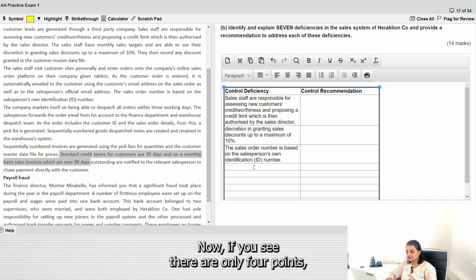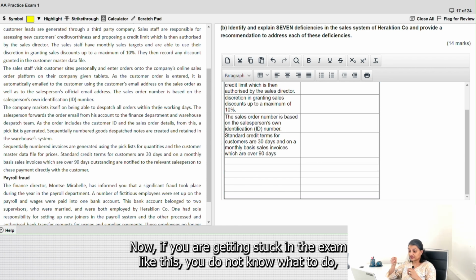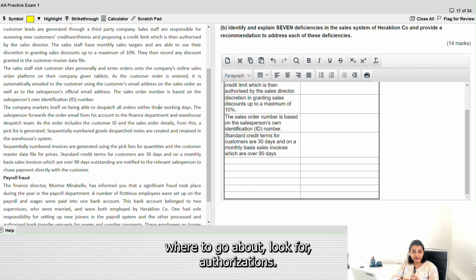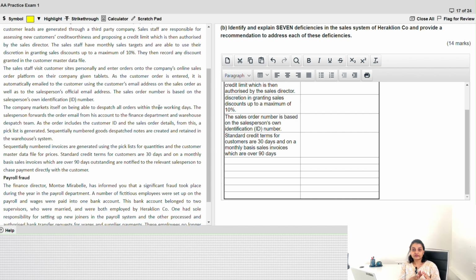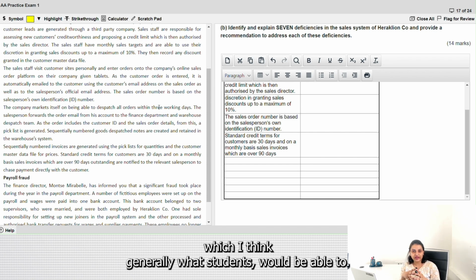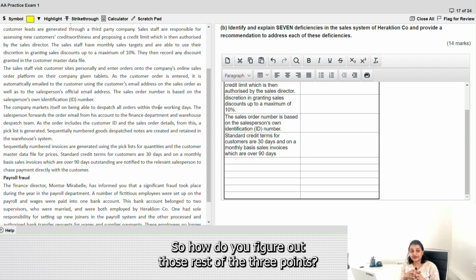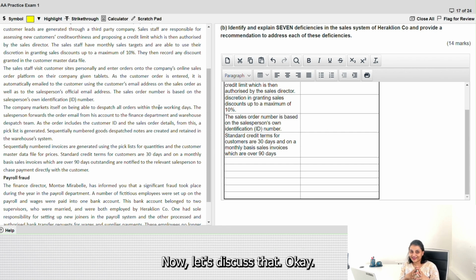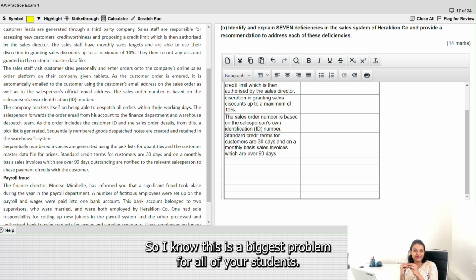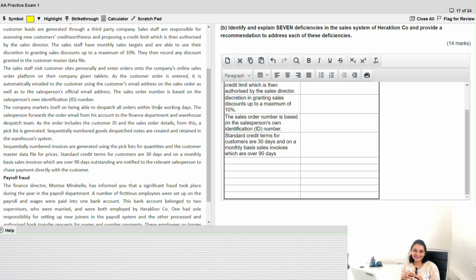Now if you see, there are only 4 points which we could directly identify from here. If you are getting stuck in the exam like this, and you don't know what to do, where to go, look for authorizations. I could pick out 4 points which students would generally be able to. But how many do we need? We need 7 points. So how do you figure out the rest of the 3 points? Let's discuss that, okay? I know this is the biggest problem for all of you students, so please be alert on how I am picking the rest of the 3 points.